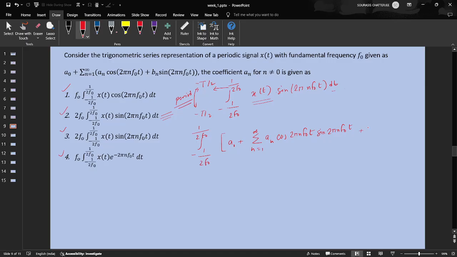plus the sum over n equal to 1 to infinity of b_n sine square 2 pi n f naught t, and then we have dt. So let us separate the terms one by one. I am not writing the integration limits again and again, just let it be. Here it should be a naught times sine 2 pi n f naught t.